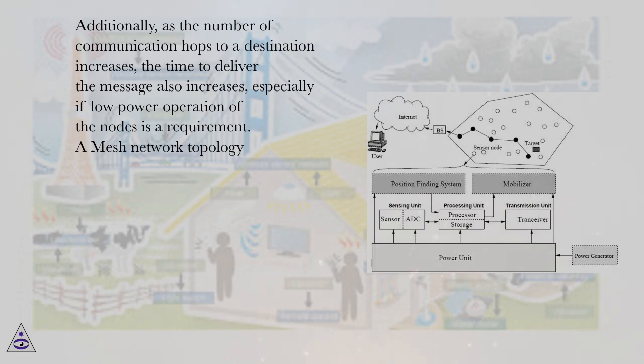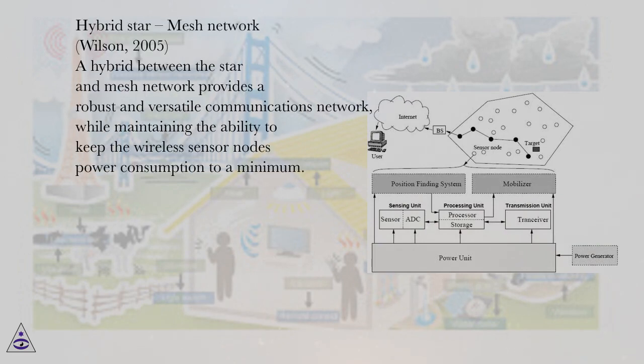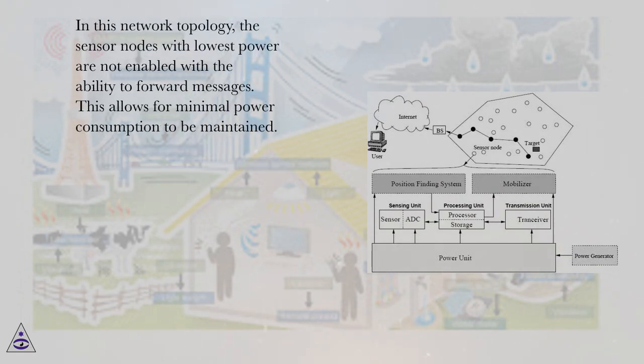A mesh network topology. Hybrid star, mesh network, Wilson, 2005. A hybrid between the star and mesh network provides a robust and versatile communications network, while maintaining the ability to keep the wireless sensor node's power consumption to a minimum. In this network topology, the sensor nodes with lowest power are not enabled with the ability to forward messages. This allows for minimal power consumption to be maintained.